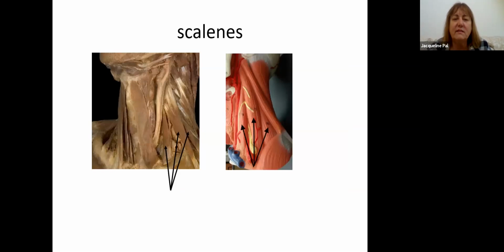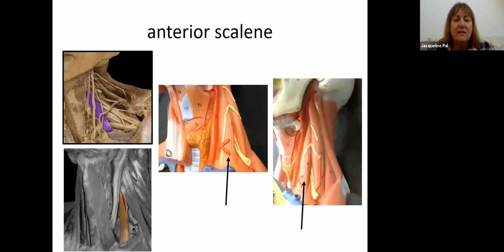Continuing on, the next three muscles are called scalene muscles. So there's three of them, and they're going to be the anterior, the middle, and the posterior scalene muscles. So this is the most anterior of the muscles. It's called the anterior scalene. And the way you find this on your models is you look to see if you have a couple of muscles with this yellow structure coming out between them. This yellow structure is your brachial plexus here in your neck area.